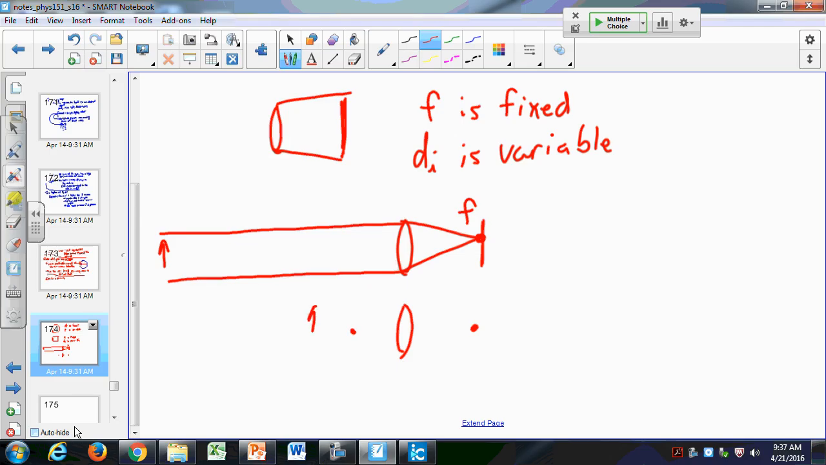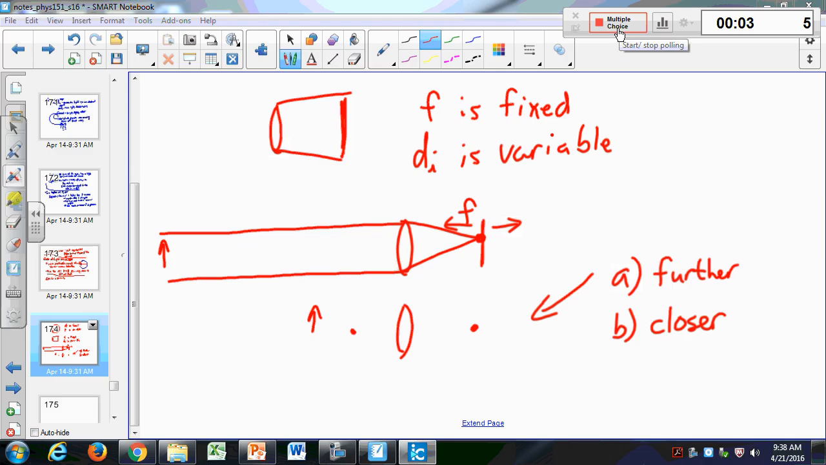And so if I move my object up close, what am I going to do to the film? Am I going to move the film inside of the focal point, or will I move the film outside, away from the lens? Which direction will I move the film in this case? Let's do it as a clicker question. So if I'm looking at something like this, will I move the film further from the lens, or will I move the film closer to the lens? That is, will I move it in this direction, or will I move it in this direction if I'm looking at something that's up close?